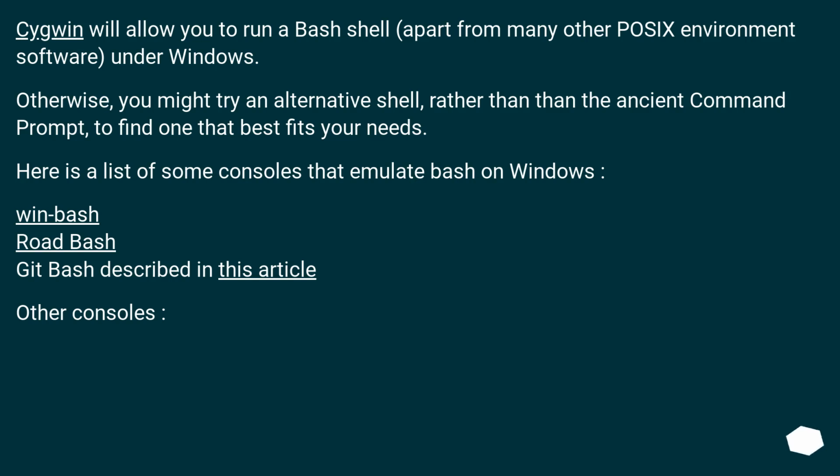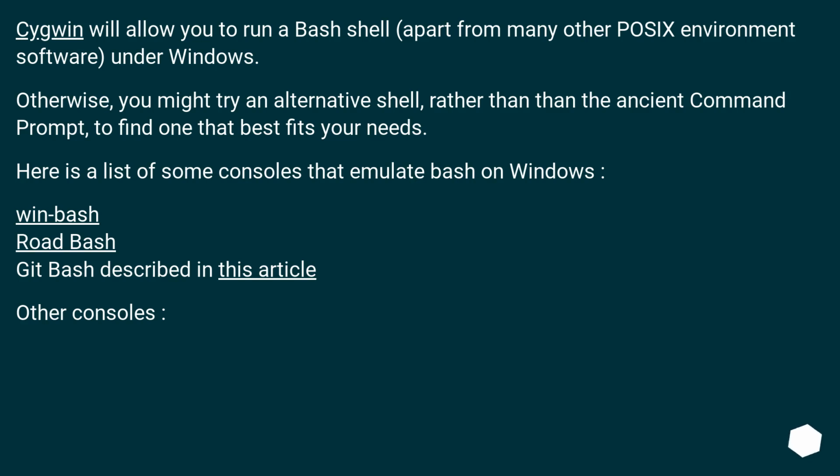Cygwin will allow you to run a bash shell, apart from many other POSIX environment software, under Windows. Otherwise, you might try an alternative shell, rather than the ancient command prompt, to find one that best fits your needs. Here is a list of some consoles that emulate bash on Windows: WinBash, RoadBash, GitBash described in this article.